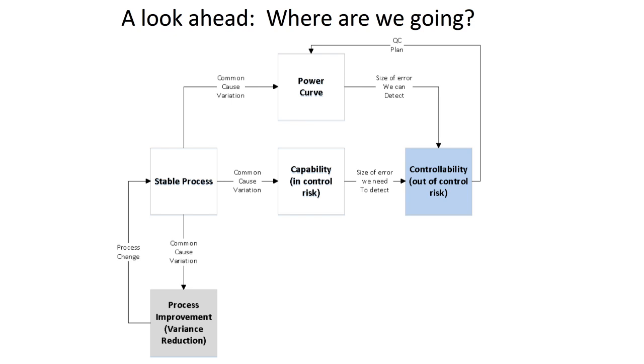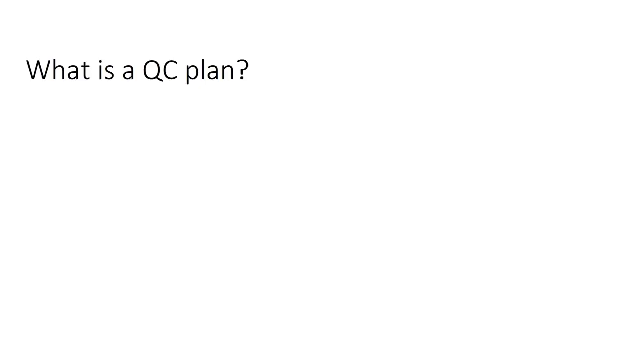So controllability is comparing the size of the errors that we must detect to the size of the errors that we can detect in a particular QC program. And we evaluate various QC programs and then compare the costs and pick the most cost-effective plan. So that's just a preview of where we're headed.